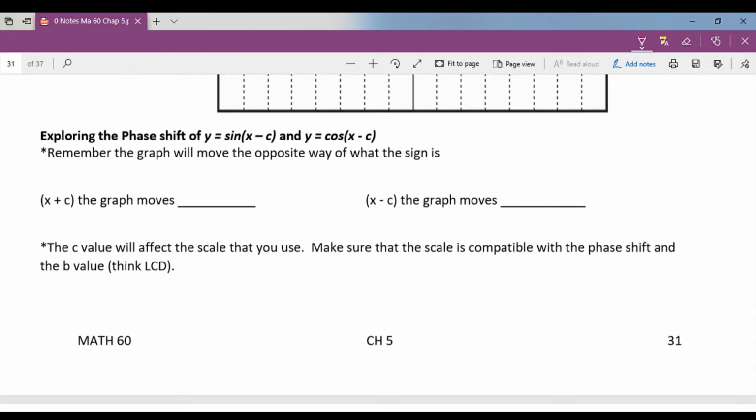The next thing we're going to look at is a phase shift. So we're going to be looking at moving our graphs right and left. Remember, the graph will move the opposite way the sign looks like it's going to move. So if it's an x plus c in the bracket, that's actually going to move it to the left. And if it's an x minus c in the bracket, it's actually going to be moved to the right. All right.